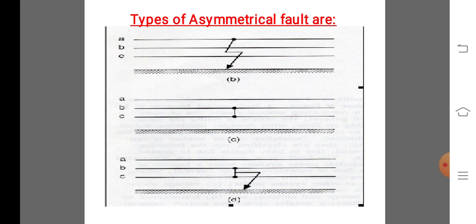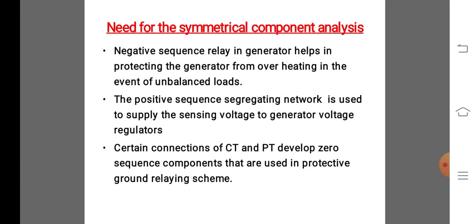This is the types of asymmetrical fault current across the transmission line, a schematic representation. Then the need for symmetrical component analysis. A negative sequence relay in a generator helps in protecting the generator from overheating in the event of unbalanced loads. The positive sequence network is used to supply the sensing voltage to generator voltage regulators. Certain connections of CT and PT develop zero sequence components that are used in protective ground relaying schemes.